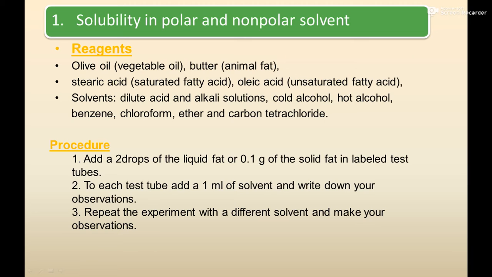Observe whether the fatty acid is soluble or not. That's why to each test tube we add 1 ml of solvent and write down your observations. And after that, eventually, we will repeat the experiment with the different solvents and make your observations.